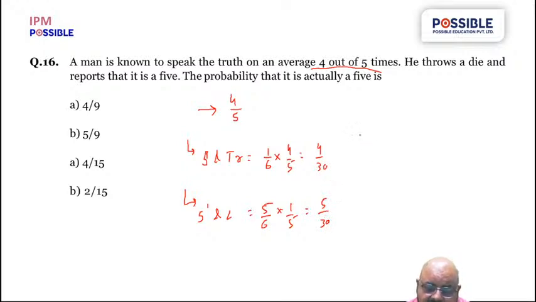Now, if I have to find out the probability that it is actually a 5 and he's saying this, so actually a 5 becomes 4 by 30 upon 4 by 30 plus 5 by 30, the fact that he says a 5. And therefore 4 by 9 should be the answer. Okay, I made a mistake here. The probability that it is actually a 5 and he calls it a 5 is 4 by 30, divided by the probability that he calls it a 5, which is when it is a 5 and he's saying the truth, or when it is not a 5 and he's lying. Yeah, so the answer will be 4 by 9. Fair enough.